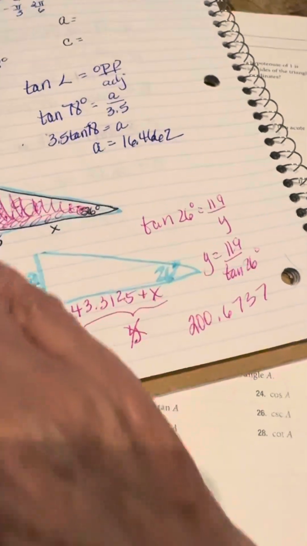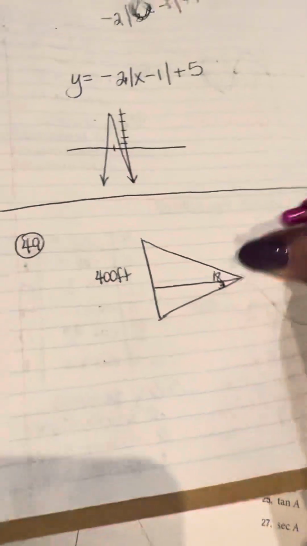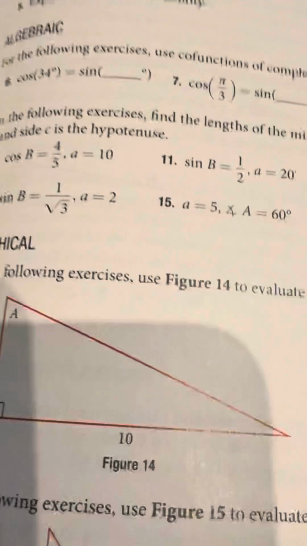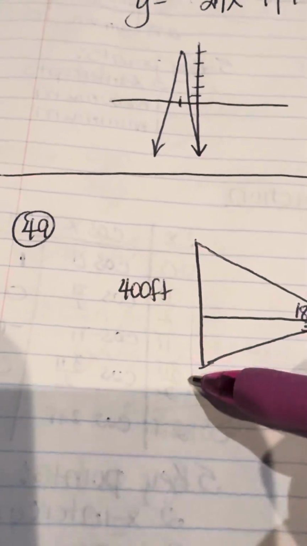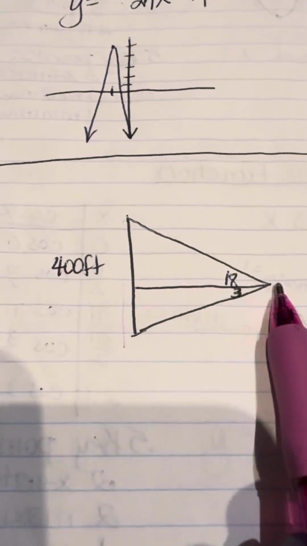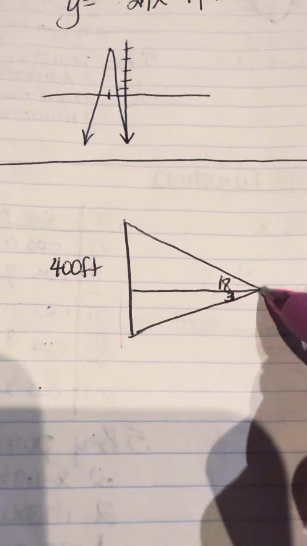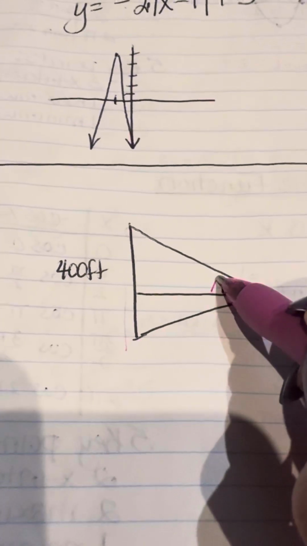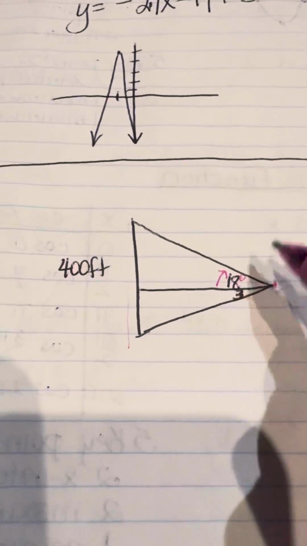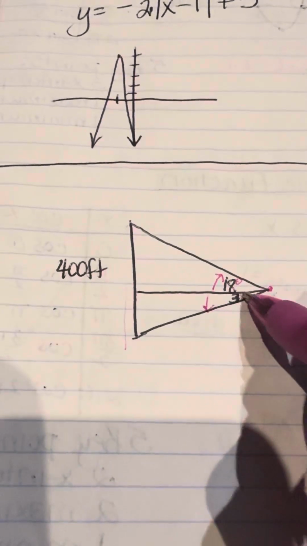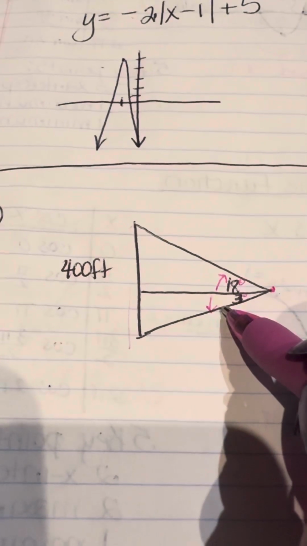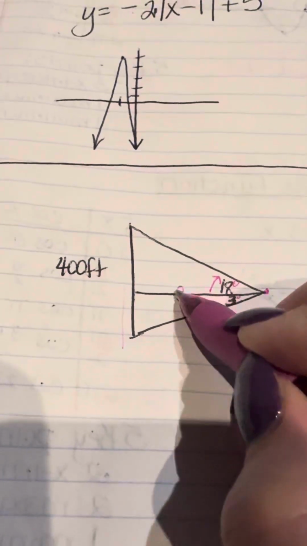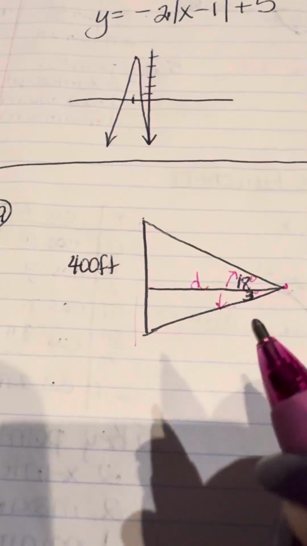Okay, and then the last one that we had, I again started drawing. This was a story problem. There's a monument that's 400 feet tall, so that's my monument. There's a person some distance away standing right here. When the person looks up to the top of the tower, it's an 18 degree angle. When they look down to the bottom of the tower, it's a 3 degree angle. So this was an angle of elevation and an angle of depression. They want to know what the distance is between the person and the tower.